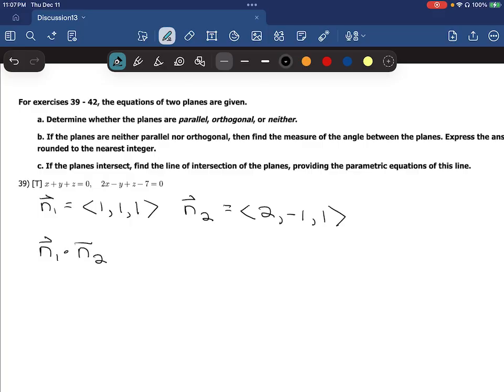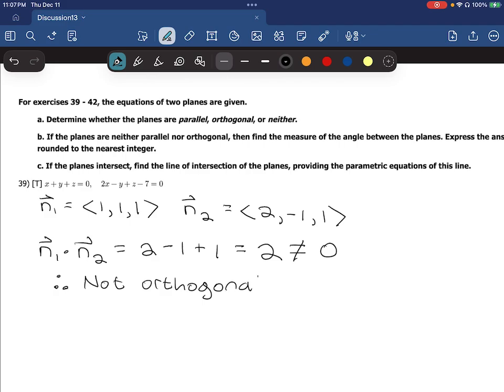So 1, 1, 1 makes this easy. It's just going to be 2 minus 1 plus 1, which equals 2. And this is not 0. So this is not orthogonal. All right. So it's neither orthogonal nor parallel.